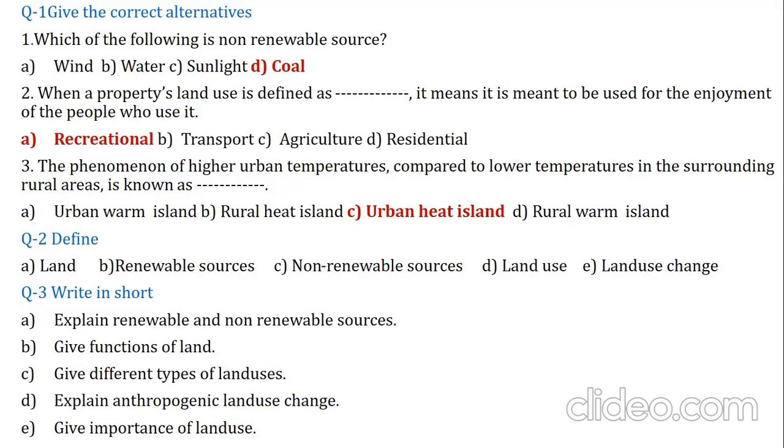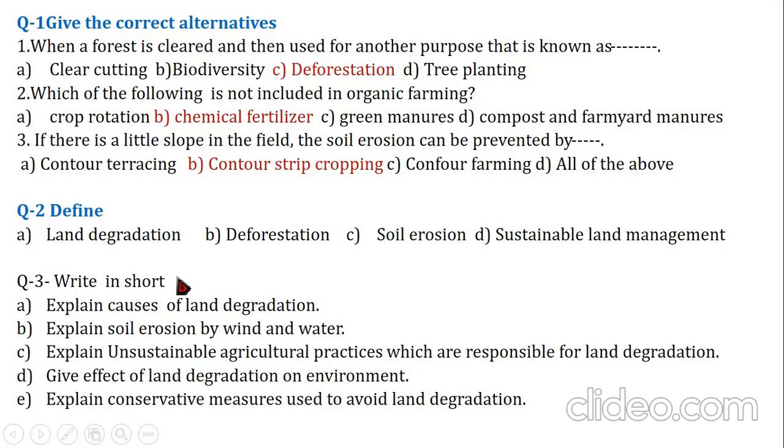In this slide, I have mentioned the questions for the first topic, that is land resources and land use. Here the MCQs are mentioned, then the definitions for that particular topic, and some short questions. Then in this slide I have mentioned the MCQs for the topic land degradation, then definitions of the topic land degradation, and these are the short questions for the land degradation topic.